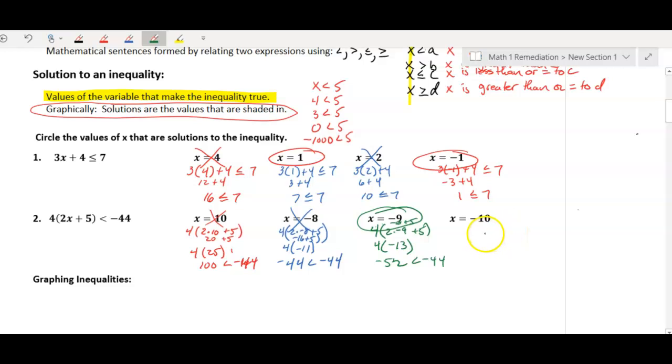And then the last one is 4 times 2 times negative 10 plus 5. That's going to give me 4 times, that's negative 20 plus 5, which is negative 15. Is negative 60 less than negative 44? Yes.